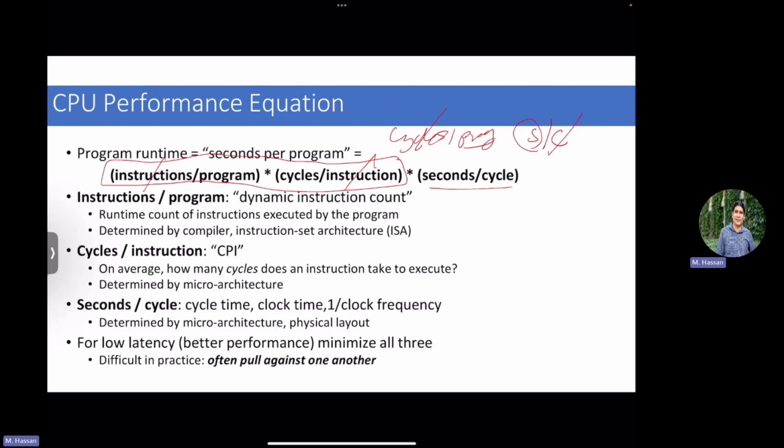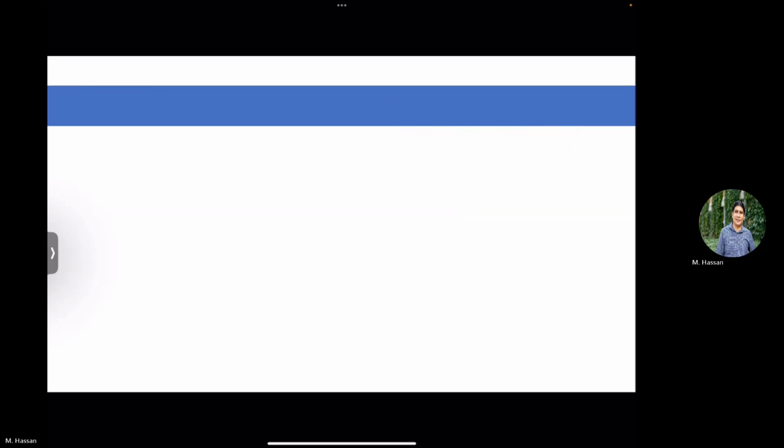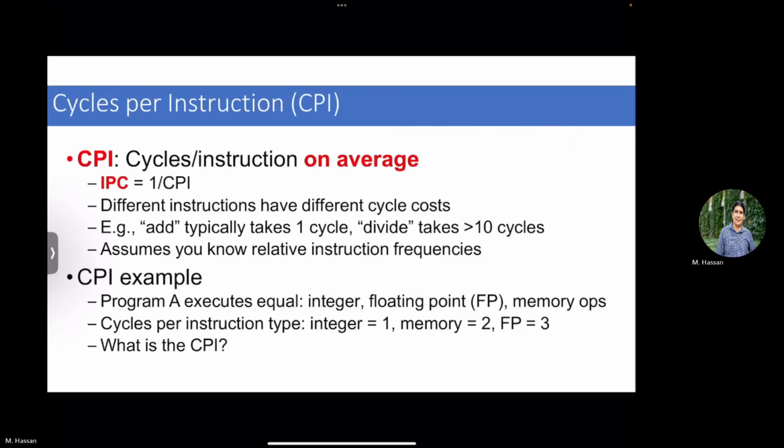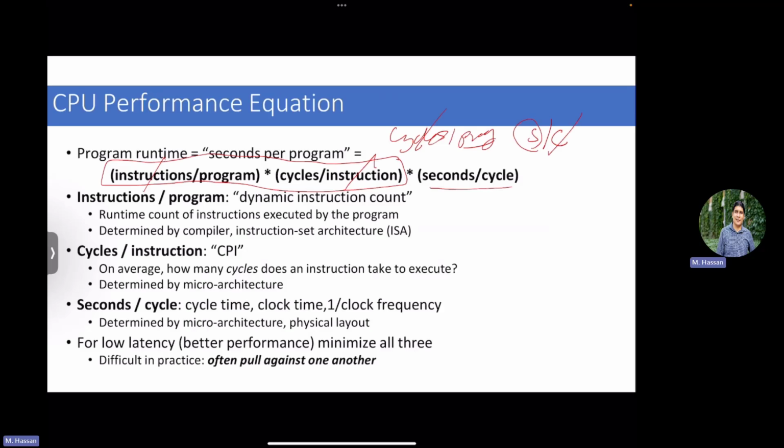What about cycles per instruction? What do you think? I have a table somewhere later, but what about cycles per instruction? Yeah. Mainly hardware, that's true. It depends on the computer architecture, like how long a task will take, like how long an addition will take. Exactly. This is almost purely hardware, right? Every instruction will take a number of cycles based on how well optimized your hardware is.